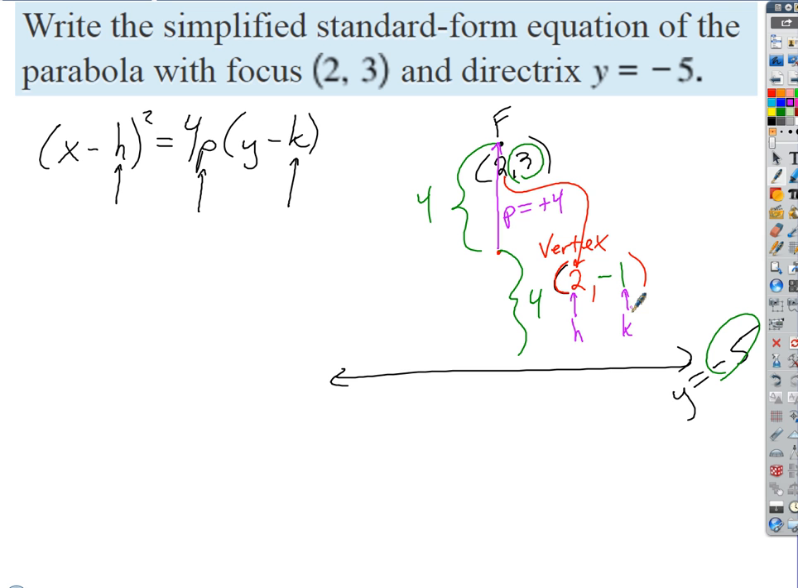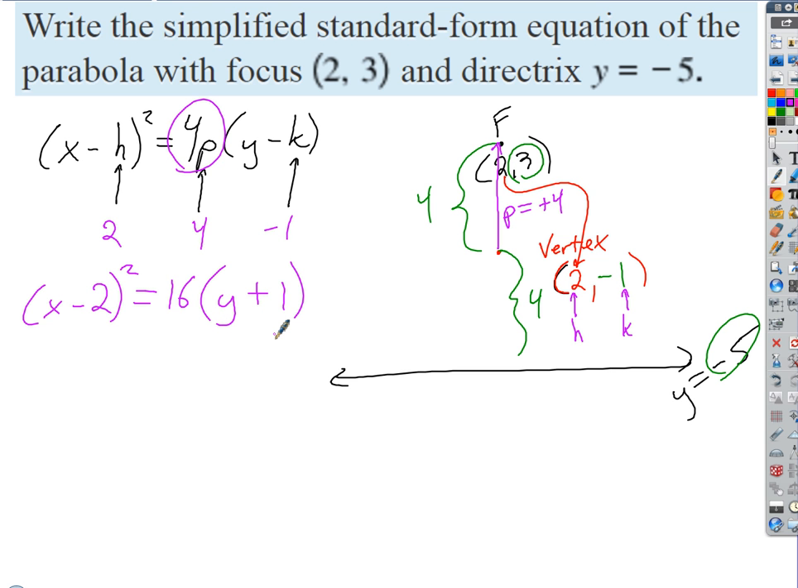So we're plugging in an h value of 2, a p value of 4, and a k value of negative 1. What do I get if I do that? x minus 2 squared equals, what's that number going to be? 16. 4 times 4 is 16, times y plus minus negative makes it a plus 1. That's it. That's my answer in Moodle. Okay, that's the form we wanted it in.